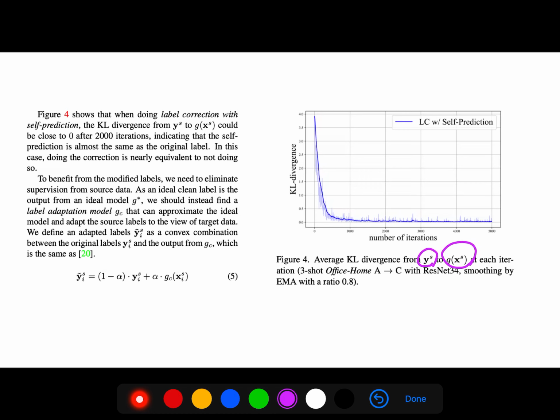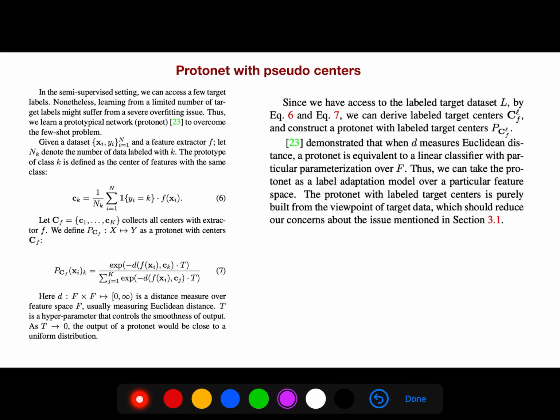To benefit from the modified labels, we need to eliminate supervision from source data. As an ideal clean label is the output from the ideal model G sub S, we should instead find a label adaptation model that can approximate the ideal model. So here we use the idea of protonets. I've explained protonet in my playlist for few-shot learning, and it's one of the most important methods for few-shot learning.